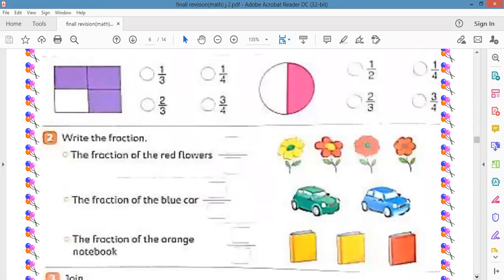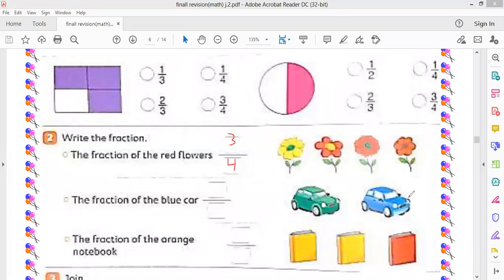Question number 2, write the fraction. The fraction of the red flowers. We have here 3 red. And all the flowers, 4. 3 over 4. The fraction of the blue car, we have here 1 blue. And all the cars, 2. And the fraction of the orange notebook, we have here 2 orange. And all the books, 3.